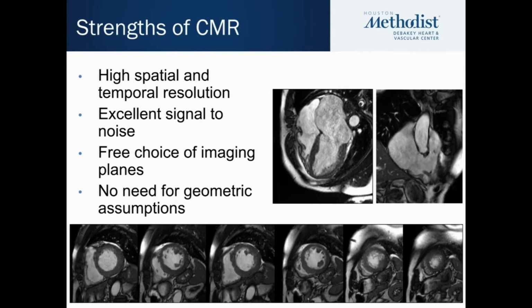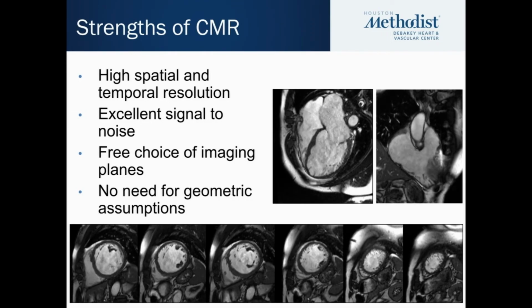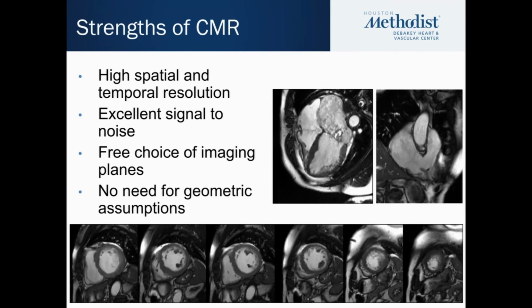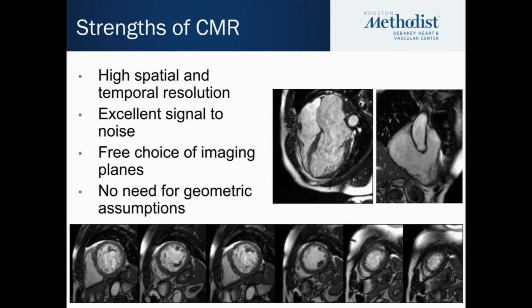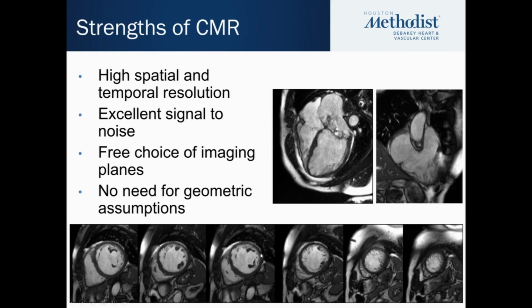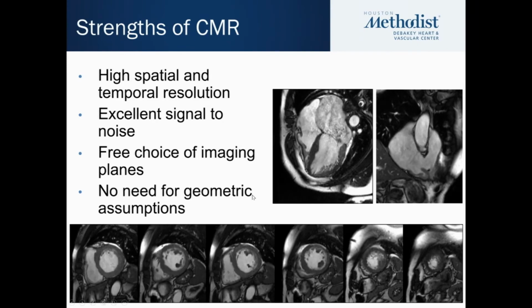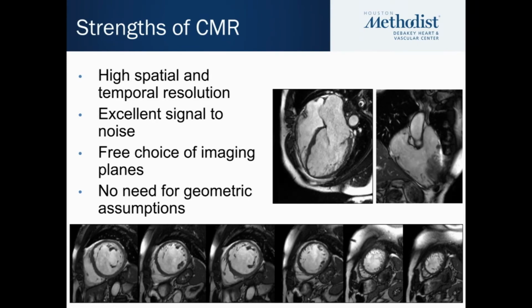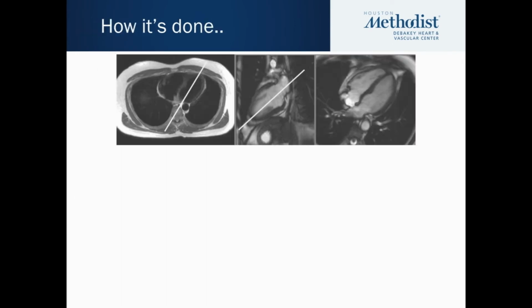We have pretty high spatial resolution, excellent temporal resolution. There's very good signal-to-noise ratio. You can see here how you can delineate the signal within the blood pool as compared to the signal within the compact myocardium. You can create any sort of imaging plane that you want, and there's no need for geometric assumptions when you're doing any sort of calculation. So let me cover a little bit on how we do CMR.